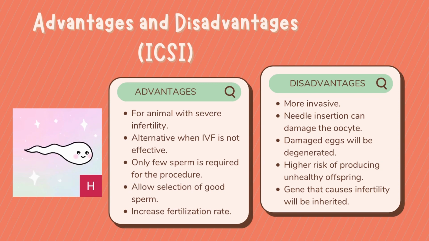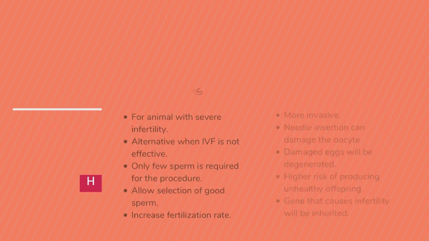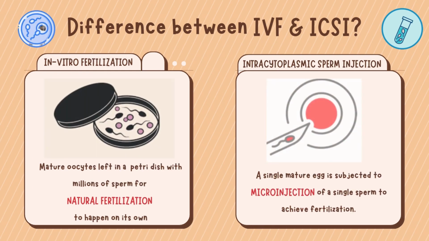However, for disadvantages, it is more invasive. Sterilization can damage the oocyte, and a damaged egg will degenerate. There is also a high risk of producing unhealthy offspring. And lastly, the gene that causes infertility will be inherited by the offspring. All in all, this is the difference between IVF and ICSI.